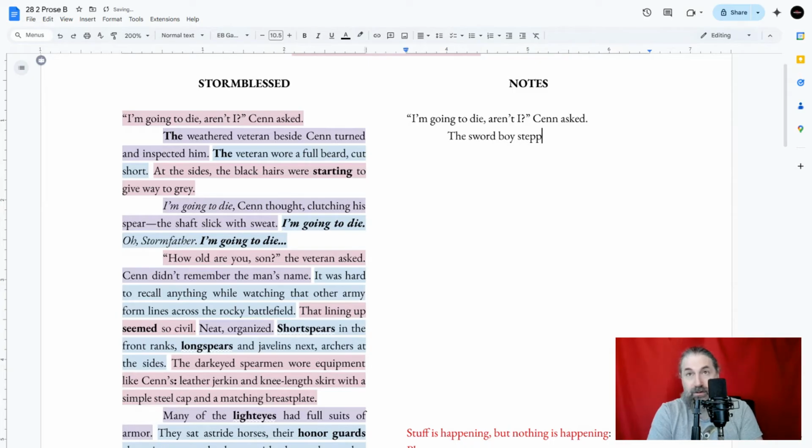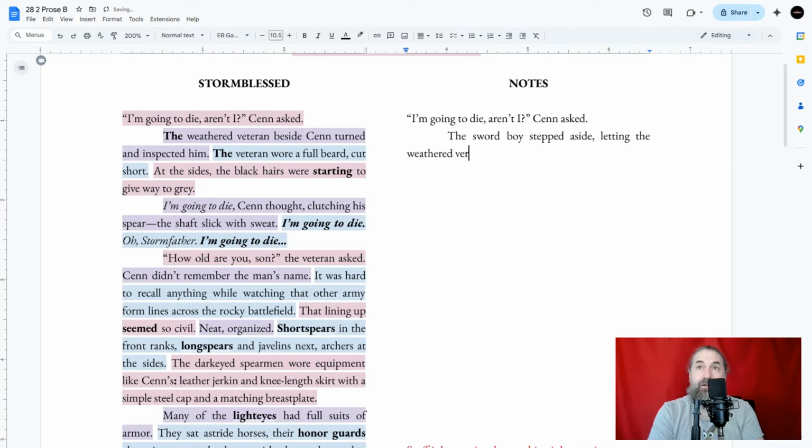Sword boy stepped aside, letting the weathered veteran beside Shen inspect him. Okay. So right away, what is the difference here, right? What is happening? Well, in the original, Sen is paying attention to the weathered veteran turning to inspect him. In this version, the POV is on the sword boy. The sword boy stepped aside, okay, allowing them to do their work, letting the weathered veteran beside Shen inspect him.